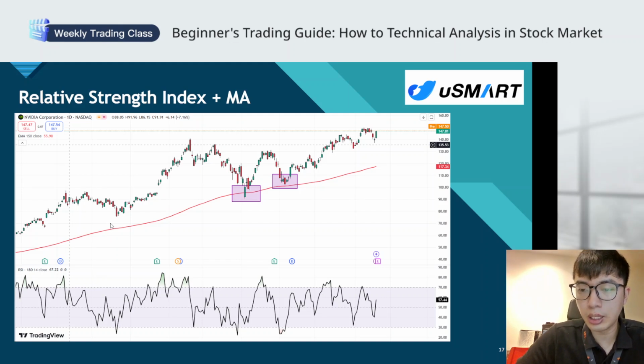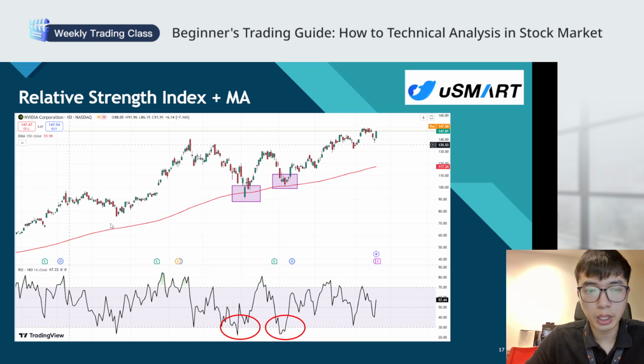Another famous indicator will be the relative strength index, and we can combine it with a moving average. Sometimes we only use a simple moving average. The relative strength index measures momentum, and it can determine the momentum of the stocks. Usually we try to buy when it is below 30 and sell when the relative strength index is above 70. Below 30 is oversold, and above 70 is overbought.